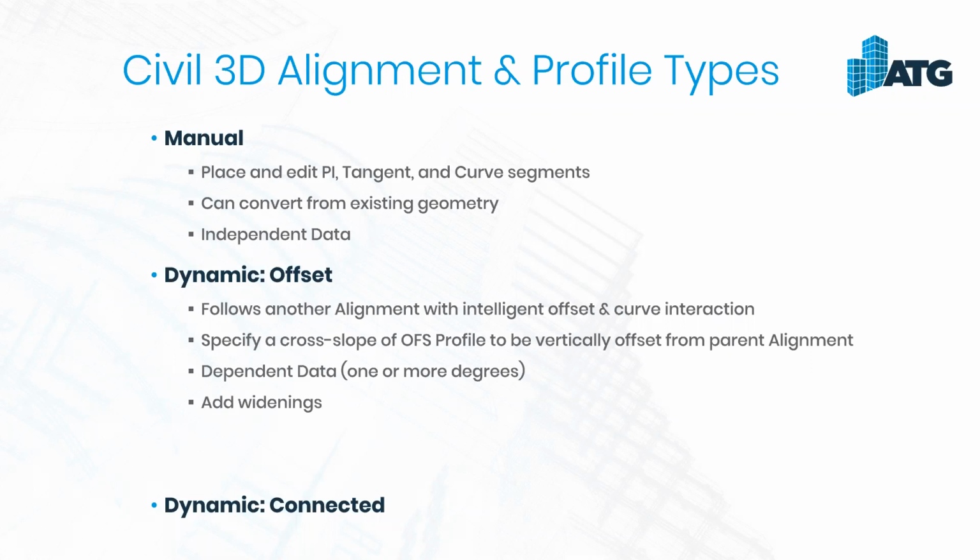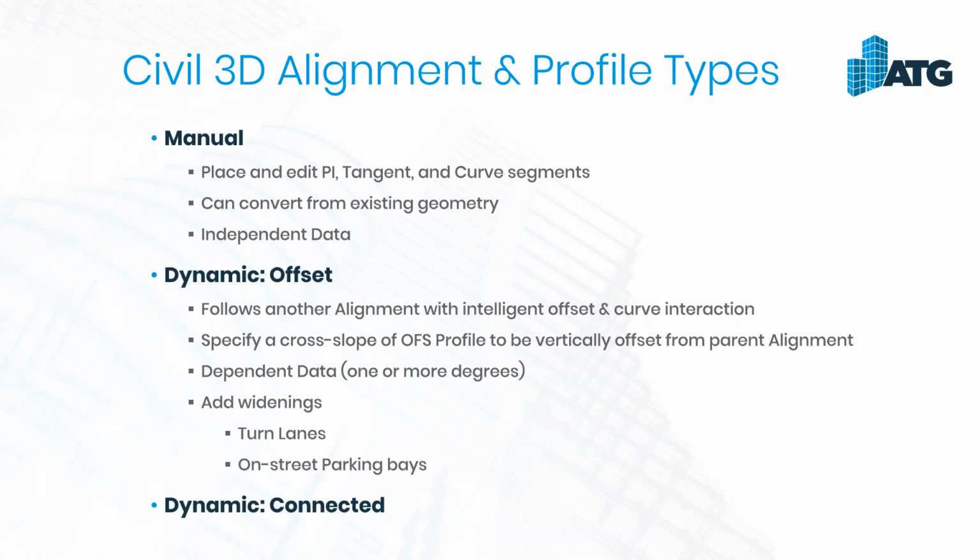Another really great thing about these offset alignments in profiles is that you get to add in a widening. This is really useful for doing turn lanes as you're approaching an intersection, or doing some on-street parking, whether it's 45 degrees or parallel or whatever. We can widen that road and still use only one region in our corridor.